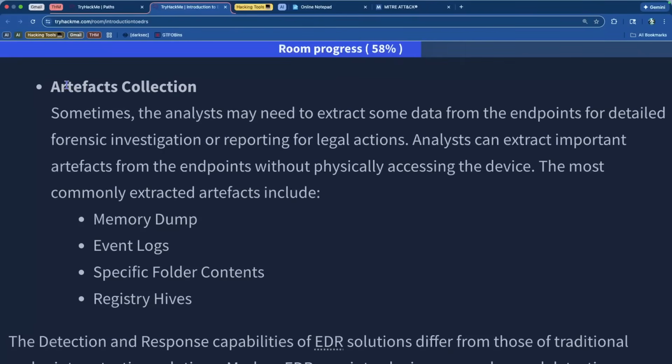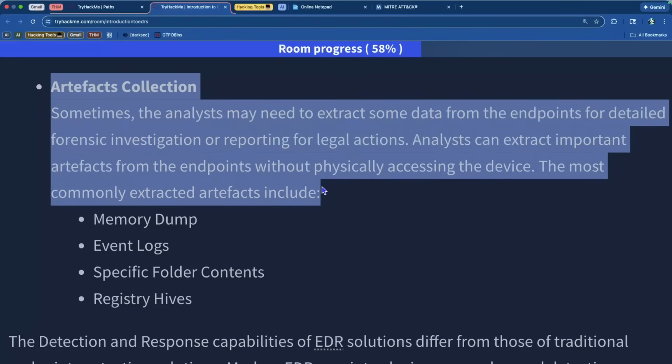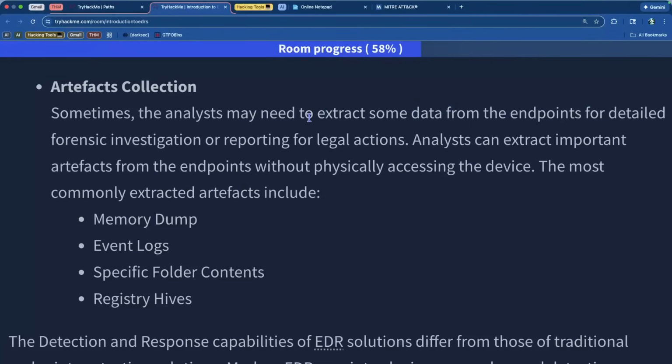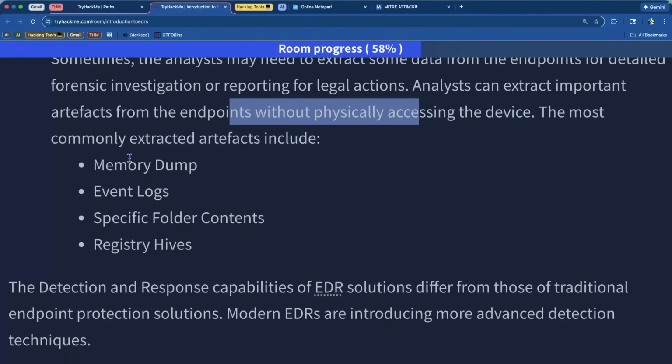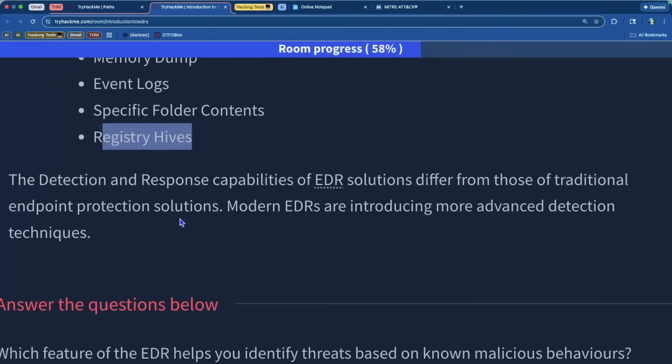Then we have artifact collection that's also inside of the response, and this is more so in the investigation after the isolation has been done, after termination has been done. This is towards the end when you want to do an advanced investigation and incident response. It falls under digital forensics more than anything else. So this doesn't happen while you are trying to stop the thing from taking place, right? The analyst may need to extract some data from endpoints for detailed forensic investigation, supporting legal action, and they can extract this from the endpoint without physically accessing the device. The most commonly extracted would be memory dump, event logs, folder contents, and registry hives.